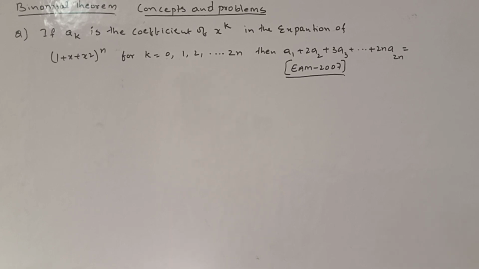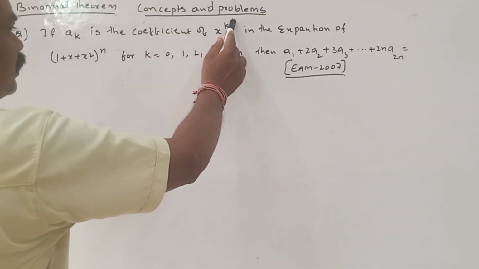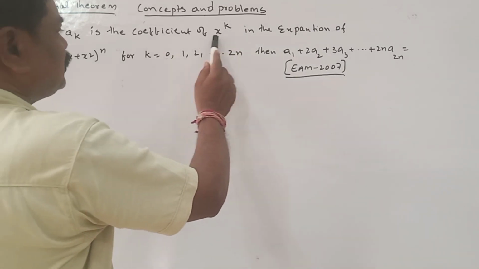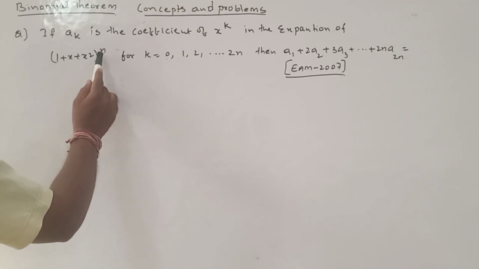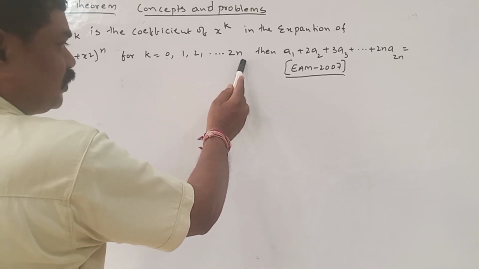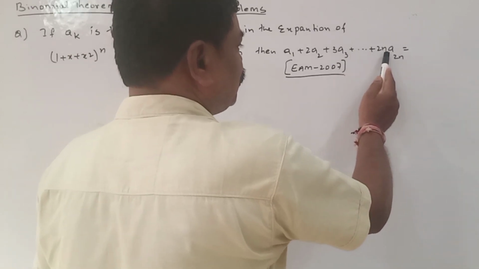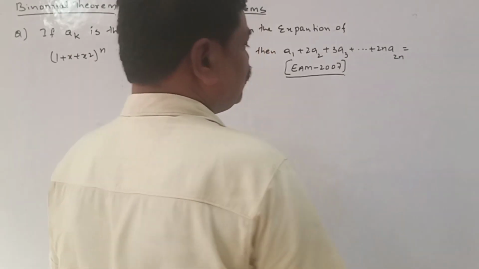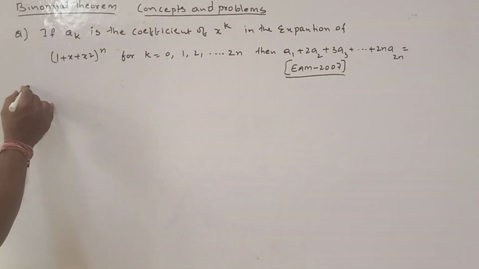Dear viewers, we have one more problem on binomial theorem. If ak is the coefficient of x power k in the expansion of (1 plus x square) whole power n for k equal to 0, 1, 2, 3, and so on to 2n, then a1 plus 2a2 plus 3a3 plus so on plus 2n a2n is equal to what? This was a problem in a previous MSET question. So how to solve this?